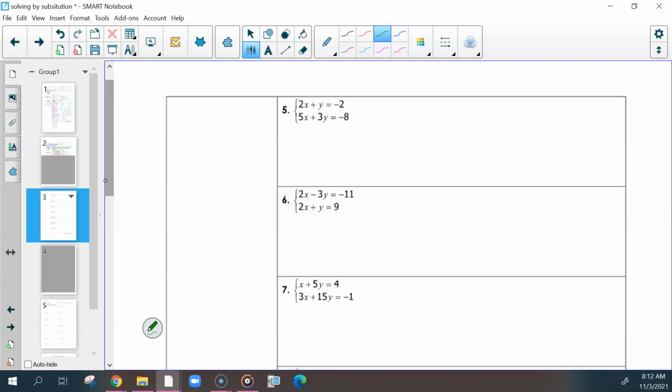So with number 5, you have two equations in standard form. Neither of them is solved for an x or y, so we need to solve one for an x or a y. Most of the equations that are good substitution problems have one of these variables by itself.